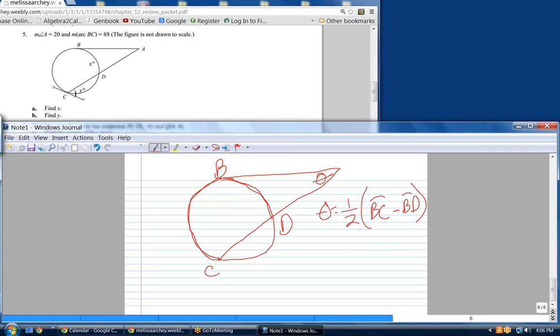So, if that's the general formula, let's solve. They've given us theta. Theta is 20 equals 1/2. The big arc, BC, is 88, minus BD, or X, in this case. Now we can solve for X. 40 equals 88 minus X. Take the X on the other side, take the 40 on the other side, and you got X of 44.